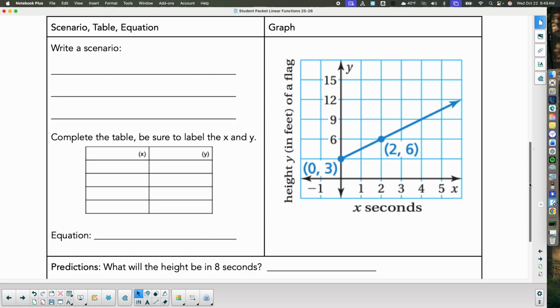Don't worry about the scenario. I'm more worried about you filling out the actual information, not the scenario.